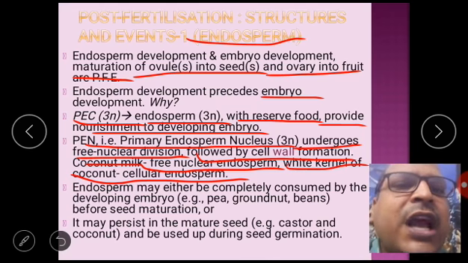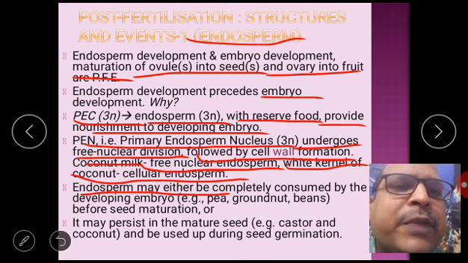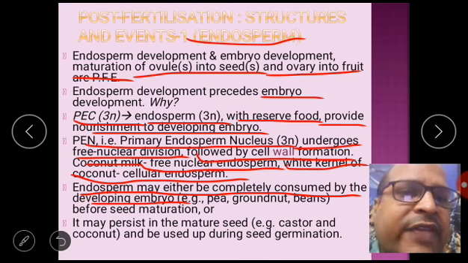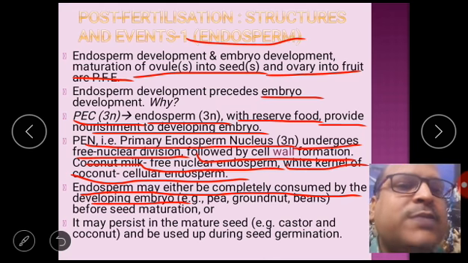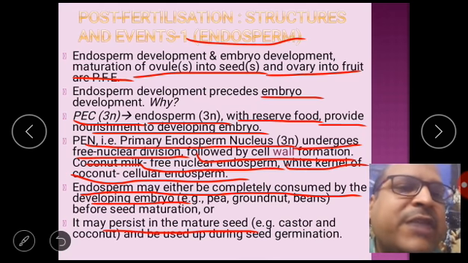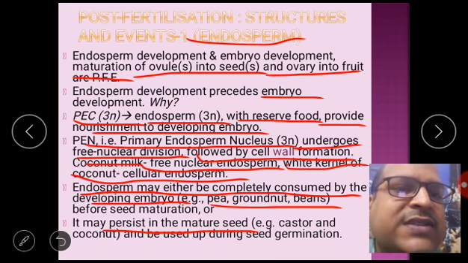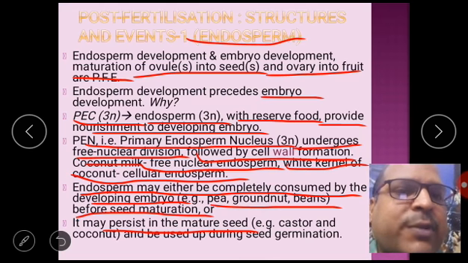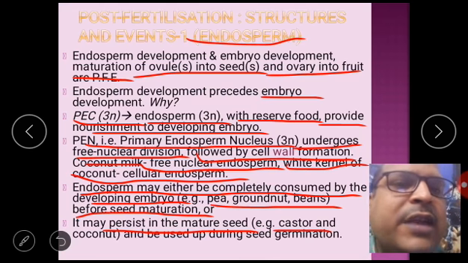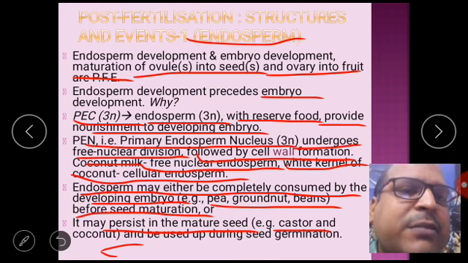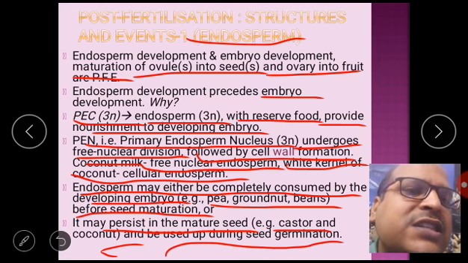Now, endosperm may either be completely consumed by the developing embryo, or some part of endosperm may persist in the mature seed. Endosperm may be consumed completely in case of pea, groundnut, beans, and pulses, before seed maturation. But in case of castor and coconut, it may persist in the mature seed and be used during seed germination.